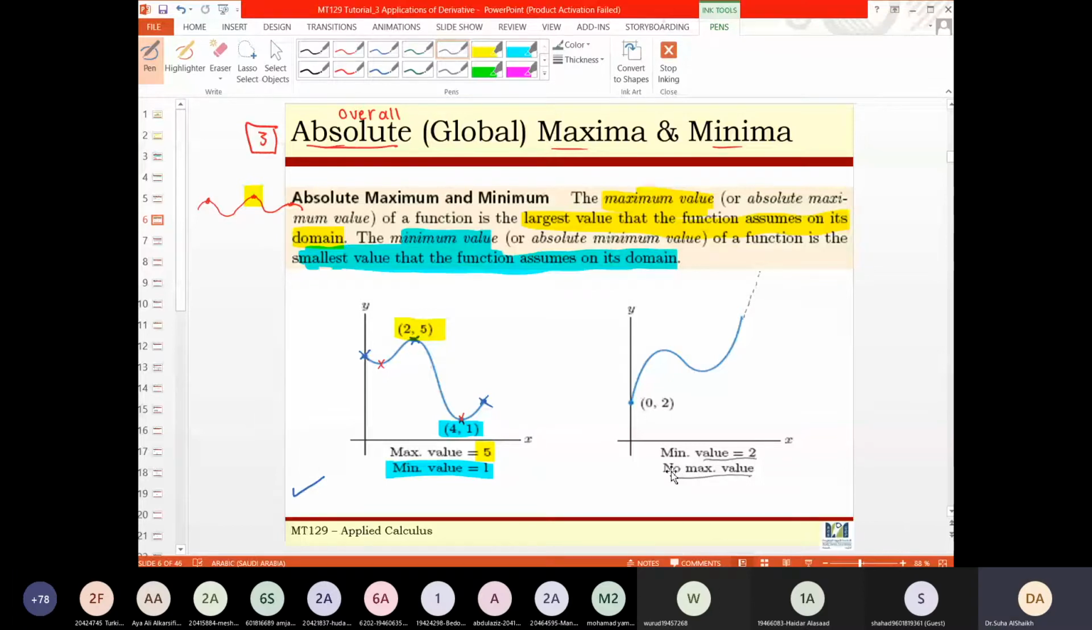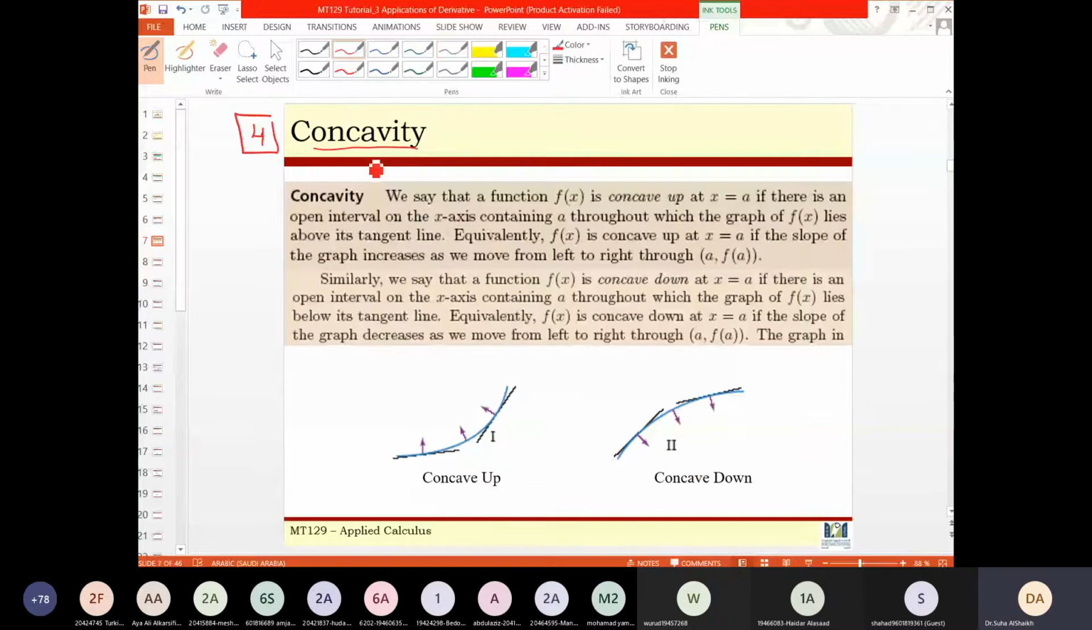Now the fourth thing is concavity. The word concavity in Arabic we call taqa'ur. The function can be concave up, and it can be concave down, meaning concave downward. So this is what we are talking about here. We have a concave down function.